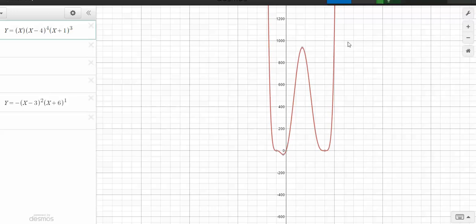Okay, so hopefully that makes sense. That's a general graphing way to sketch these things. Practice, and good luck, and have fun on this course. Take care.